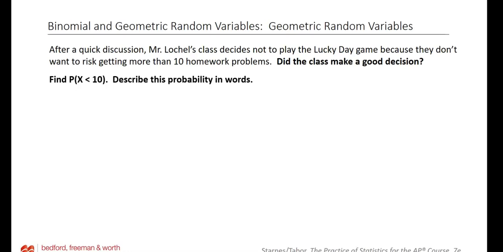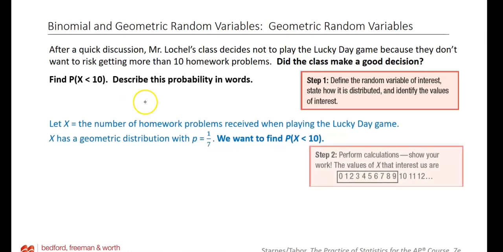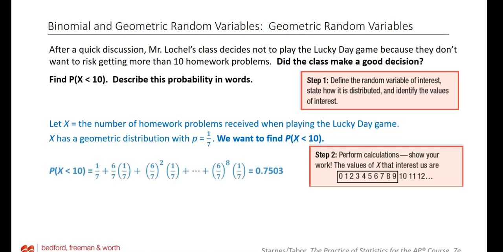Maybe we should find this. So this is kind of a range of things. Describe the probability in words. We want to find the probability that x is less than 10, so that we have our first lucky day win before 10. So 9, 8. You'd have to do this a bunch of times to do this by hand, because x needs to be 0, 1, 2, 3, 4, 5, 6, 7, 8, 9, right? So you'd have to do geometric 9 times and add them all up.